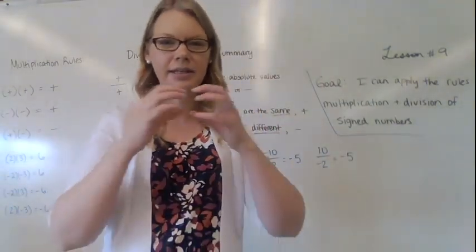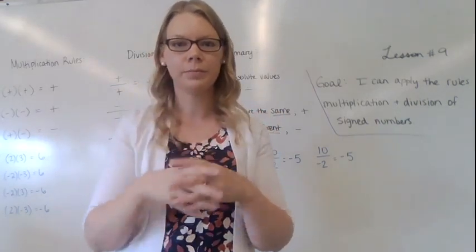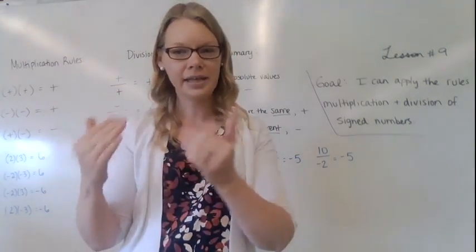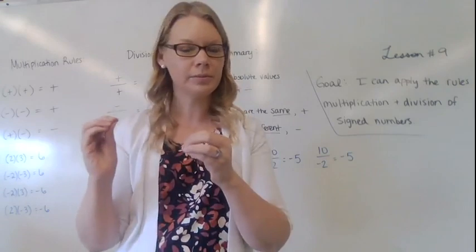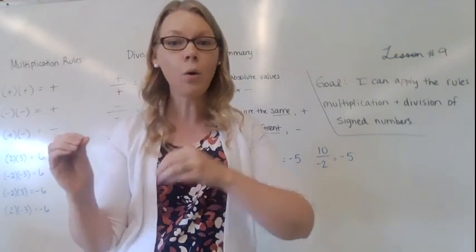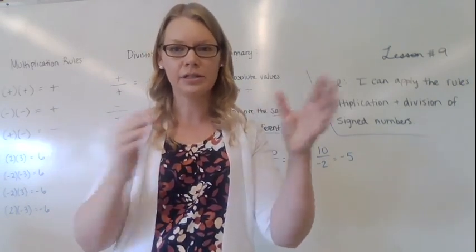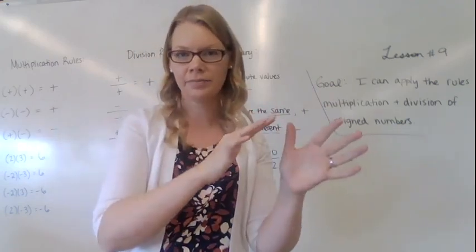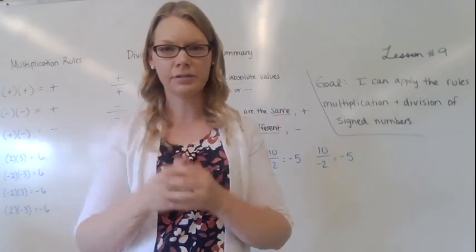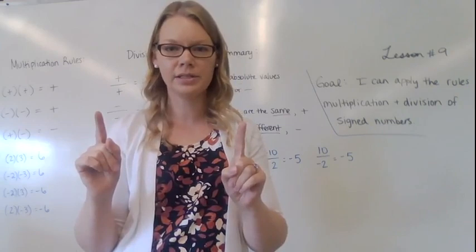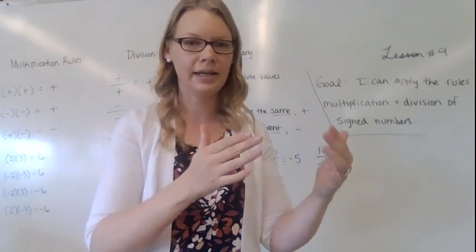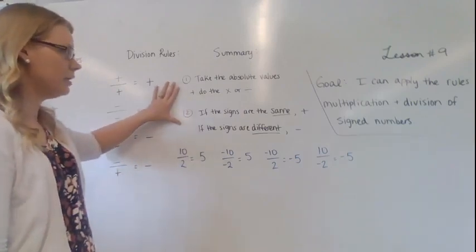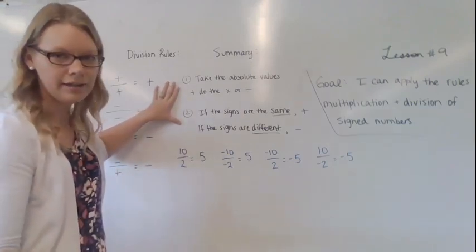And so here is the key takeaway for rules for both multiplication and division, and it's this. If the signs are the same, so both of the numbers that you are multiplying or dividing are both positive or both negative, your answer is positive. So if the signs are the same, your answer is positive. If the signs are different, one of the numbers is positive, one of the numbers is negative, then your answer is negative.